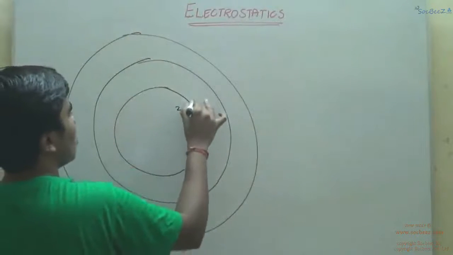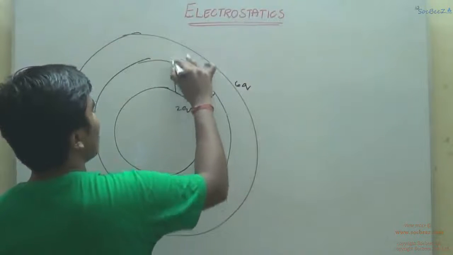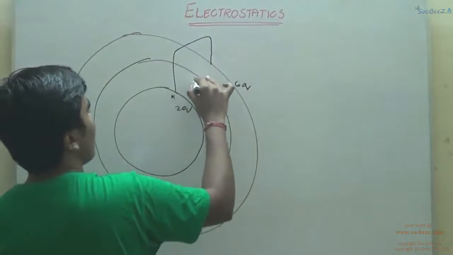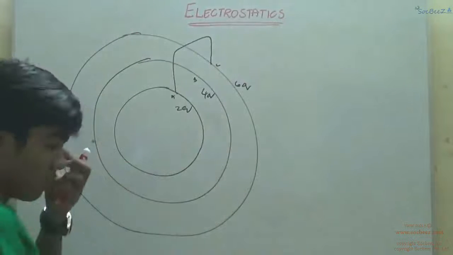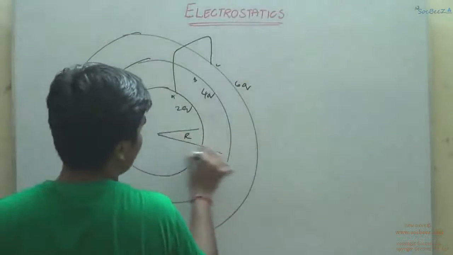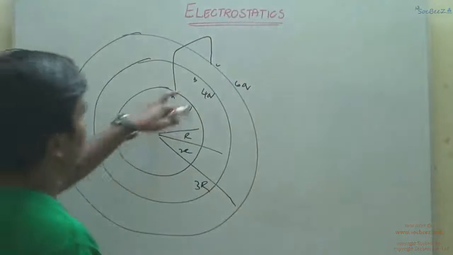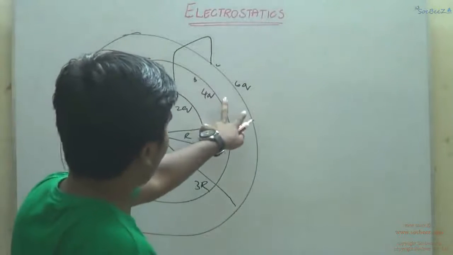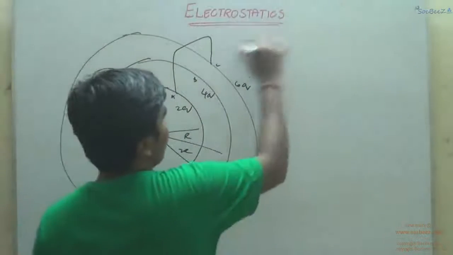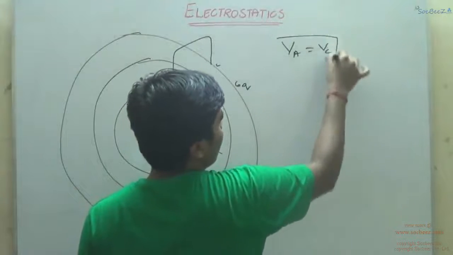See, this is 2q, this is 4q, this is 6q, and now there is no earthing, but I say that A and C are connected with a wire. Okay, and again this is R. So here what is happening? Since they both are connected, now there will not exist any potential difference between the two. So whenever there are two conductors connected with a normal wire, its potentials are equal.